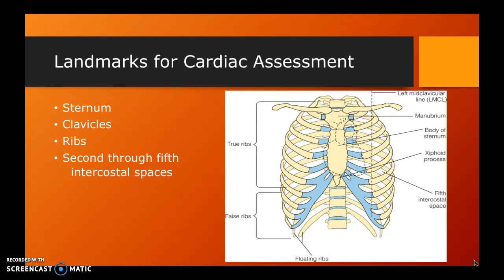So your landmarks that are going to be important: the left mid-clavicular line, so halfway between the left clavicle, the sternum, which is very important, the xiphoid process, and we're going to talk about several of the intercostal spaces.